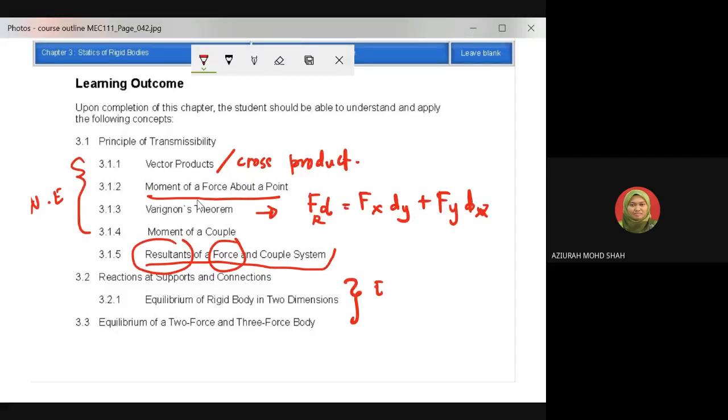3.2 and 3.3. So actually tak banyak kan? Tak banyak lah. Principle of transmissibility dah tahu. Cuma nak tahu vector product. Tapi kalau tahu vector product, kita boleh faham moment. Dah faham moment, okay. Faham ni sikit je. Lepas tu couple pula. Yang ini cerita yang kita dah belajar, chapter 2 combine dengan chapter 3. Ni je lah yang lagi satu benda baru. Kalau bilang kat jari tak habis 10 jari kamu. So kira tak banyak lah kan.